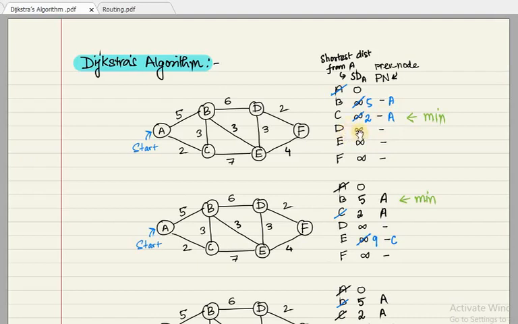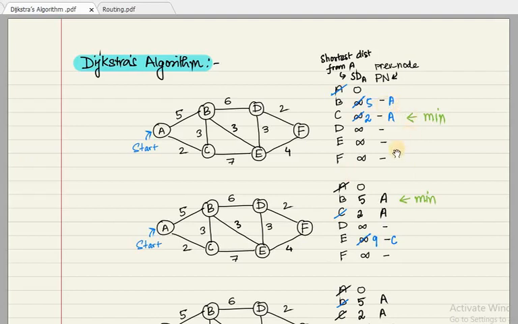Okay, so if you have to come to D, then what will be the previous node to reach D? That information will always be stored in the last column. Here please remember, previous means just the previous one. It does not mean any previous one historically. No, it does not mean that. It means just the previous one.